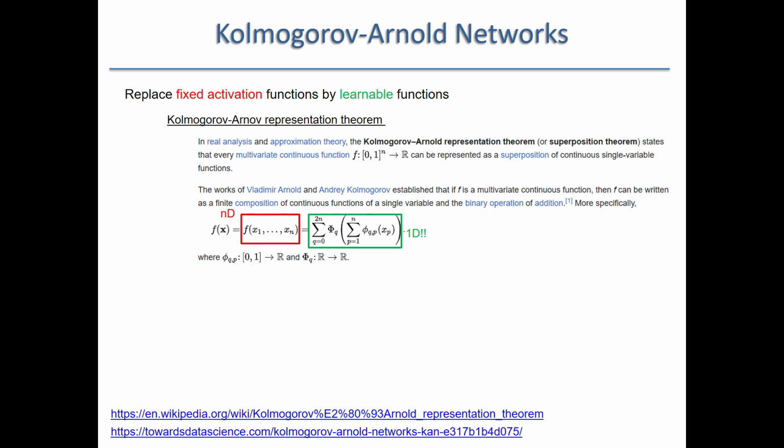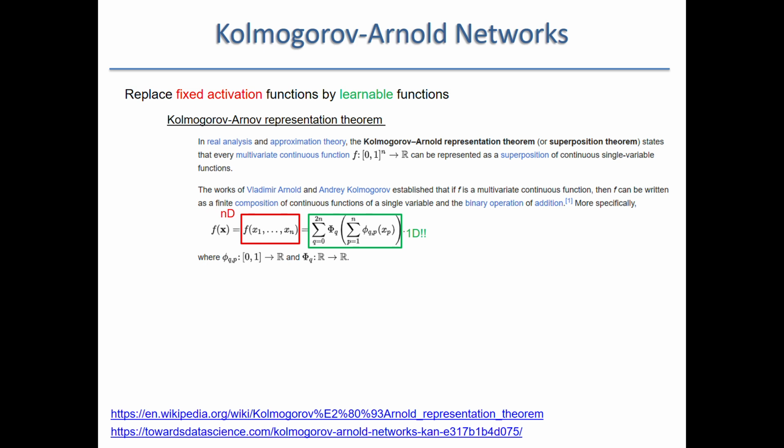Kolmogorov-Arnold networks became very much in fashion at some point, and they were supposed to be the replacement of the standard deep learning multi-layer perceptron networks. Multi-layer perceptron networks have fixed activation functions, while with Kolmogorov-Arnold networks these activation functions could be learnable too, and also they can be cheaper.